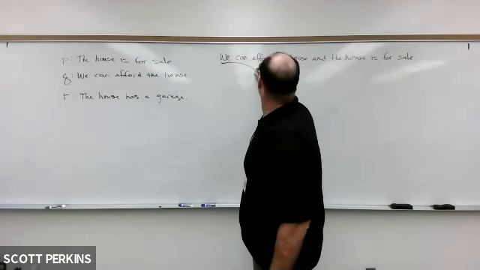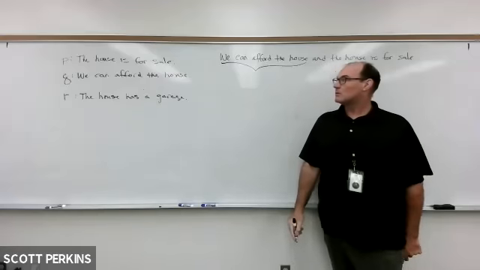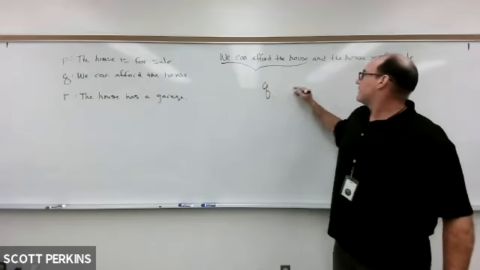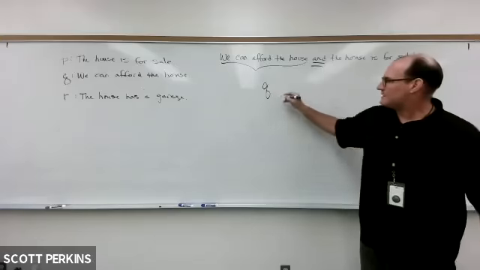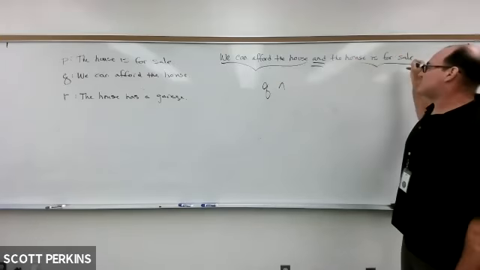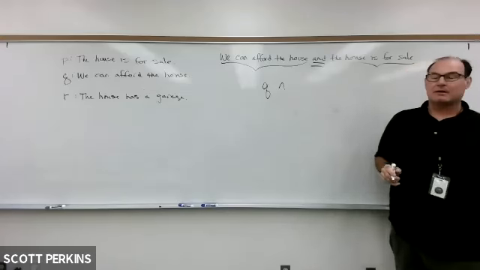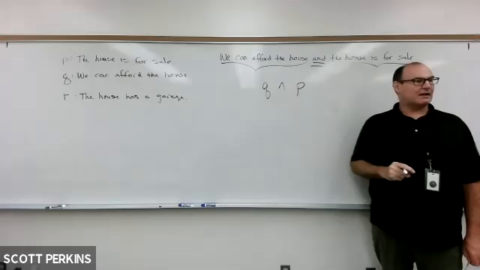How do we represent we can afford the house? Q, the word and is a caret, and then the house is for sale is represented with P. So Q and P.